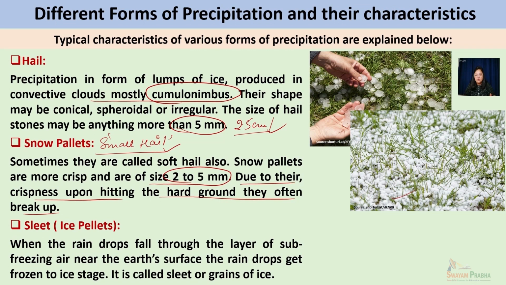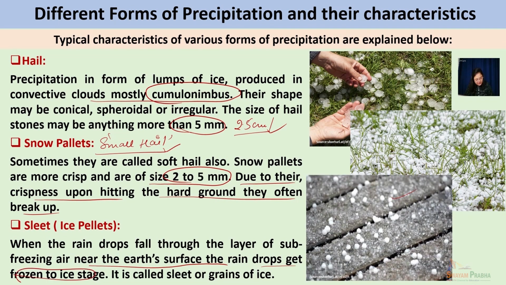Then we have sleet, which is also called ice pellets. When raindrops fall through a layer of sub-freezing air near the Earth's surface, the raindrops get frozen to the ice stage. In this, the raindrops are frozen and they become small globules very near to the surface of Earth, and they are mostly precipitation of transparent and translucent pellets of ice, which are rounded or sometimes irregular. They mainly consist of either frozen raindrops or melted and refrozen snowflakes. So they are called sleet or grains of ice.